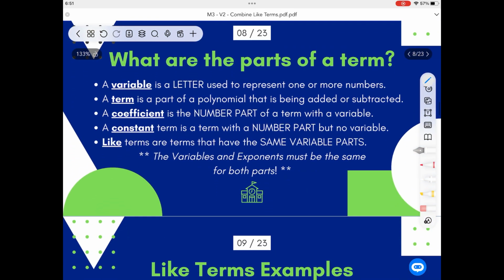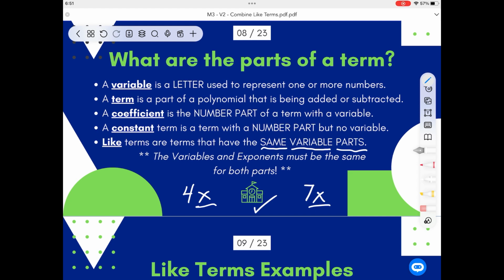And finally, like terms. Like terms are terms that have the same variable parts. So when we talk about same variable parts, what we're referring to here is the parts that have the variable, but it's not just the variable itself, it's the variable and any attached exponents that go with it. So here's an example of two terms, 4x and 7x. Because these have the same variable parts, the one on the left has an x, the one on the right has an x as well, these would be like terms.